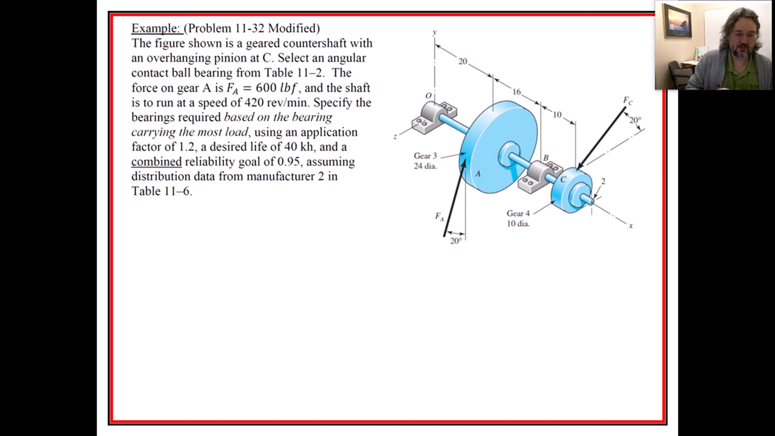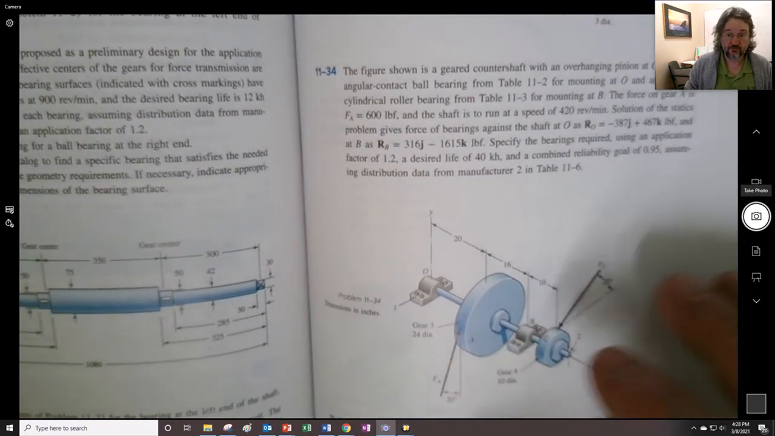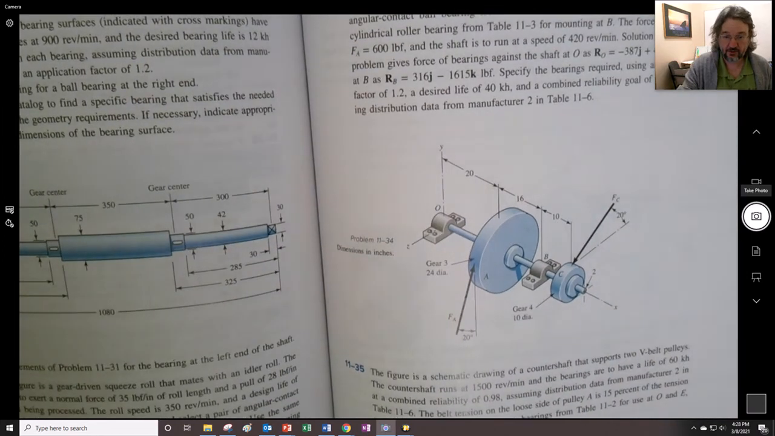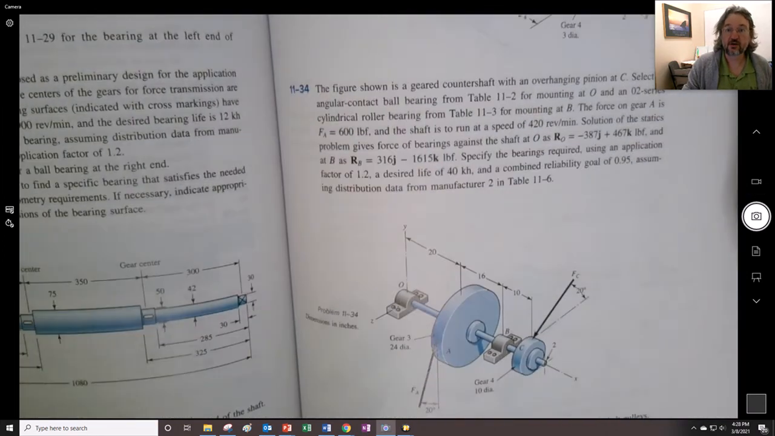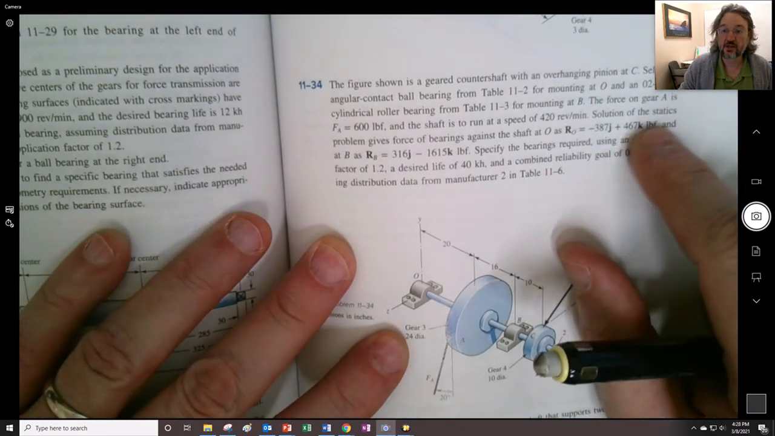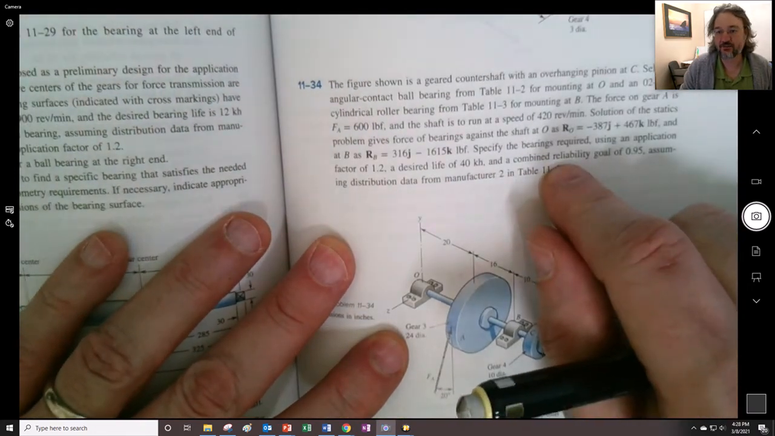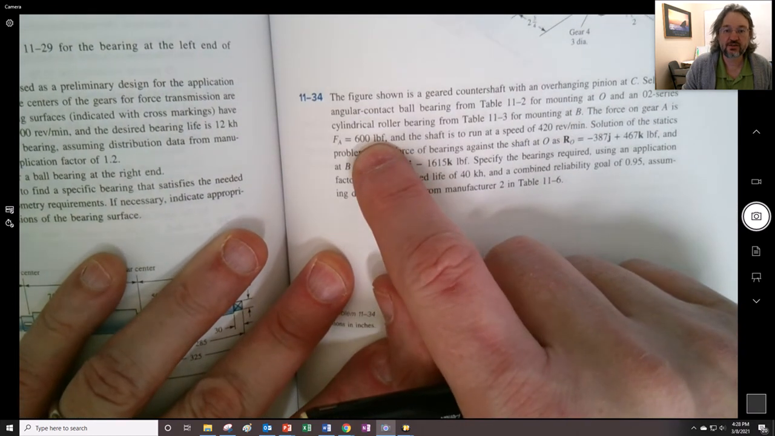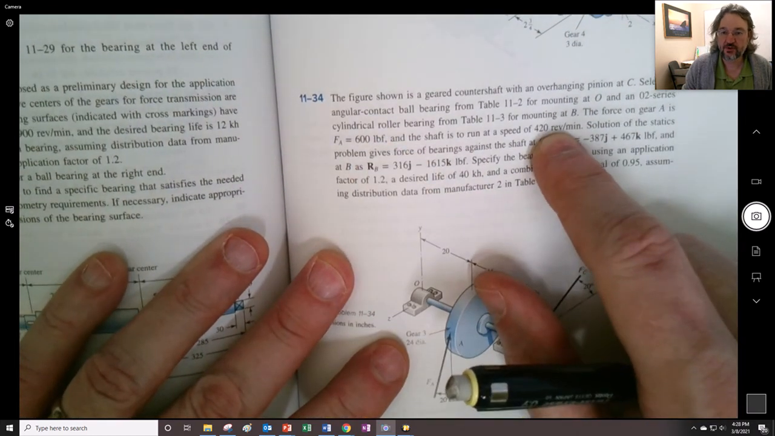Let's check this out in the book. Let's see what problem this is. This was problem 1132, and they probably just told us. We'll look at the old one, right? So it looks like it's right here. It's going to be problem 1134 now, let's say, or 35 or 34. Interesting here. Okay, so the solution from the stacks problem. So they already did it for us, and they used 600 pounds and 420 RPM.